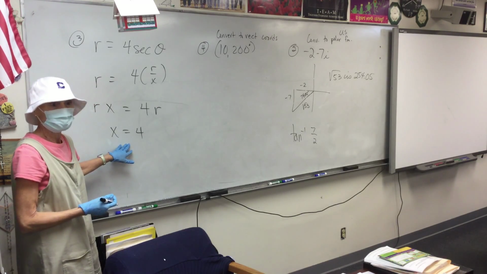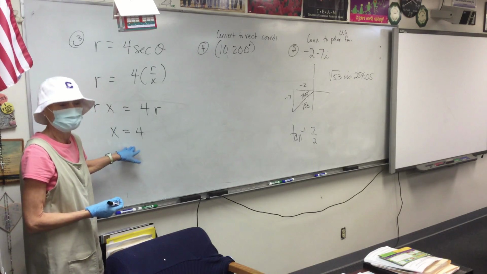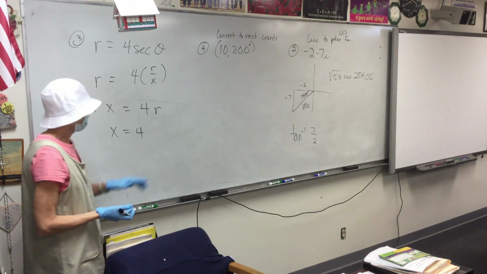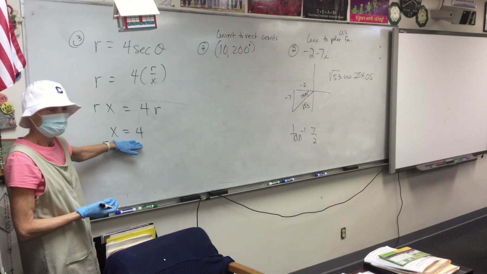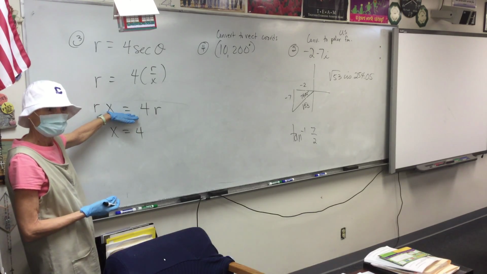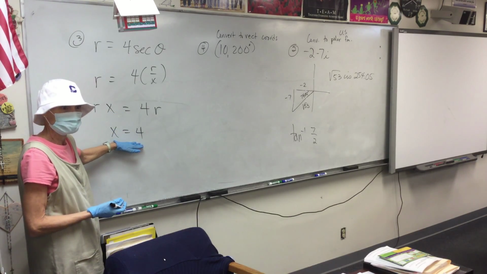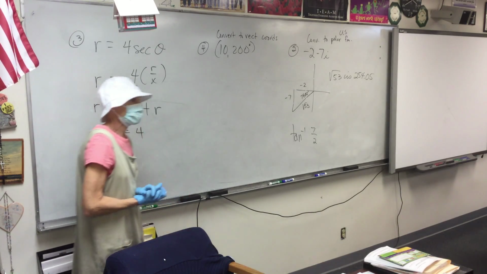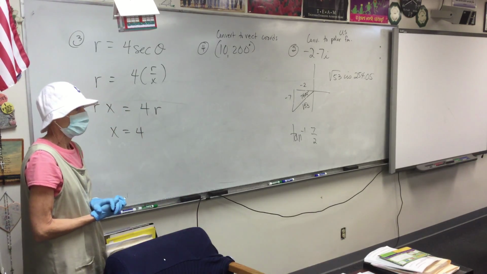This is a rectangular equation because the only variables in it are either X's or Y's. So it's not wrong to stop there. This is the answer. Okay. It's wrong to stop here, but this is the answer to the question. That's it. All right, how do I convert to rectangular coordinates?